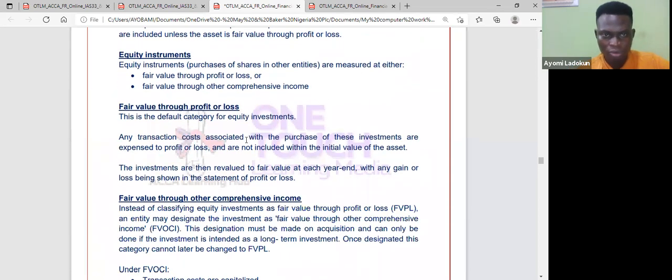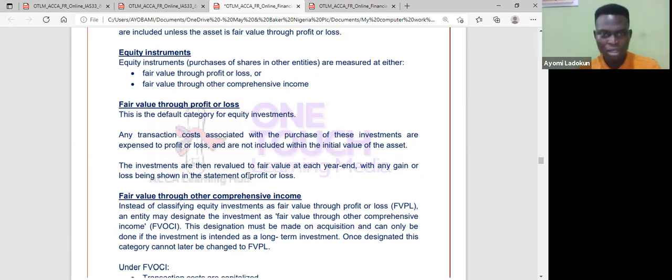Now, normally, if it is an equity instrument, a financial asset that's an equity instrument, that means I purchased the ordinary shares or equity instrument of another company. So they are naturally measured at fair value through profit or loss. What it means is any transaction costs associated with that purchase will be expensed. They are not included in the initial value of that asset. So that investment is then revalued to its fair value at the end of the year. Is that okay? So that is it.